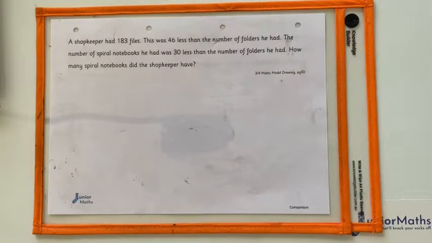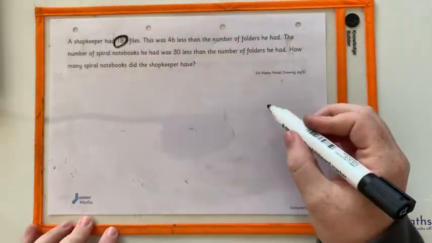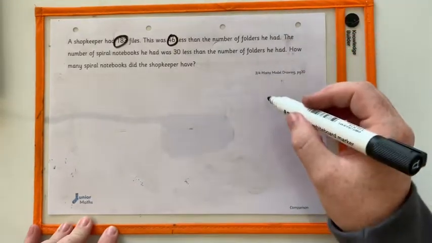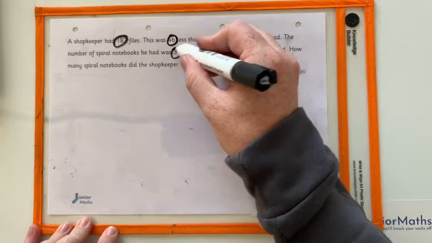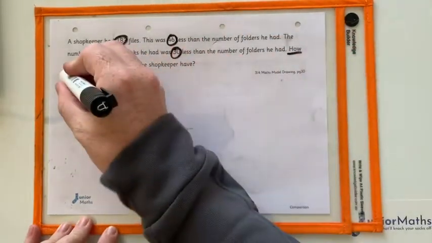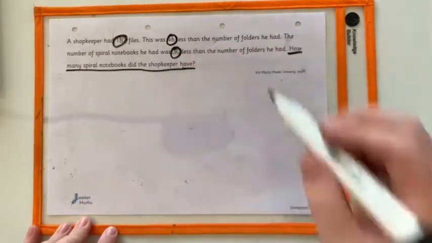So it's starting to get quite complex. There's a lot to break down, which is where CUBES is really useful. So, circle: 183 files, 46 less than the number of folders. Number of spiral notebooks was 30 less. How many? Underline the question. How many spiral notebooks did the shopkeeper have?